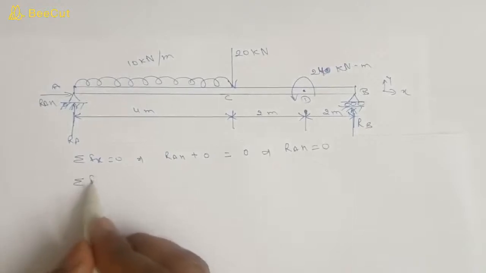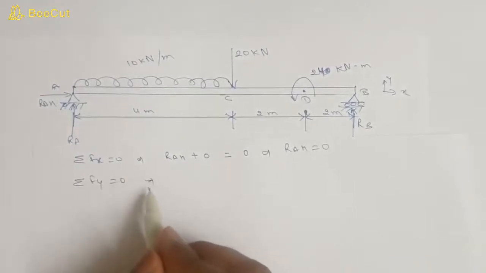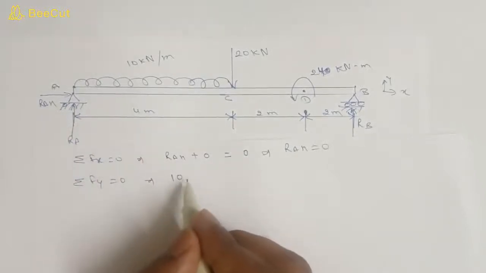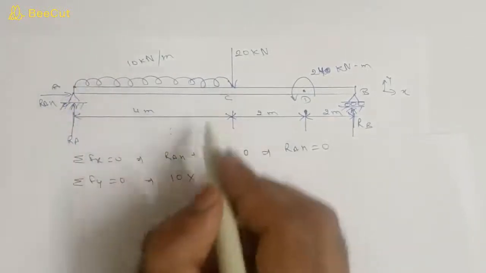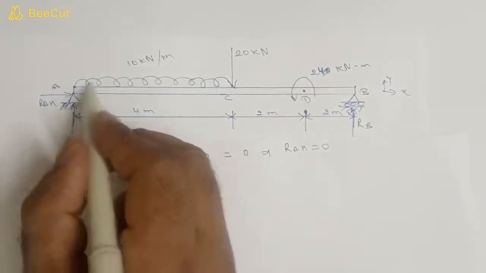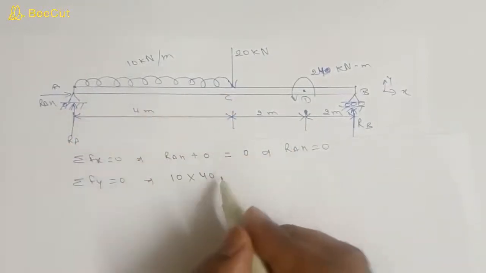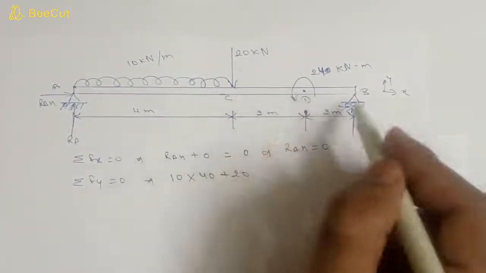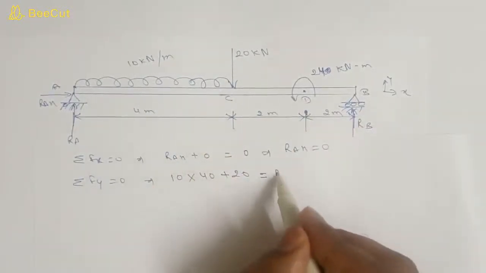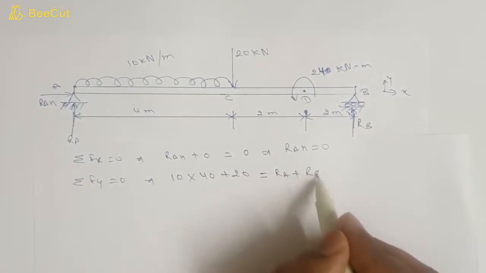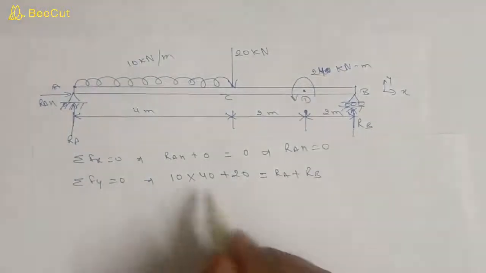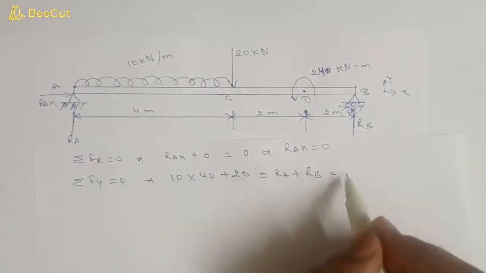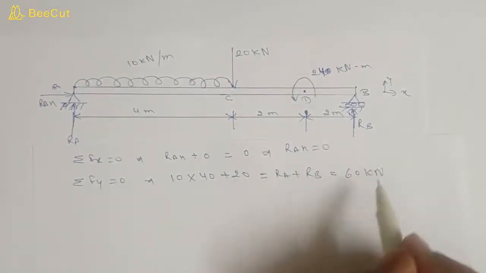Now sum of all the vertical forces should be 0. So first we will write all the downward forces. So downward forces is 10 kilonewton per meter into length is equal to 40. So value of this UDL is 10 into 4 is equal to 40 kilonewton plus 20 kilonewton, and there is no other force, is equal to Ra plus Rb. So Ra plus Rb will be 40 plus 20 is equal to 60 kilonewton.